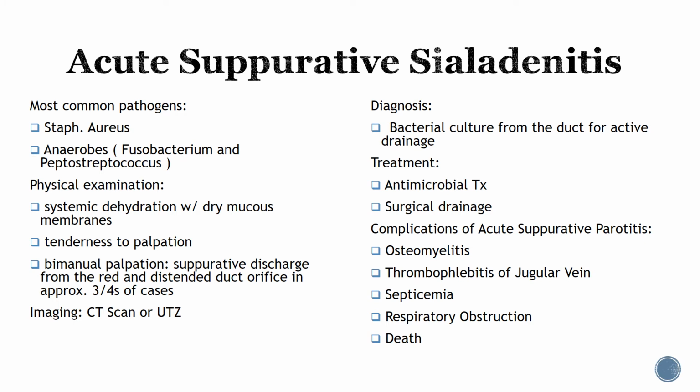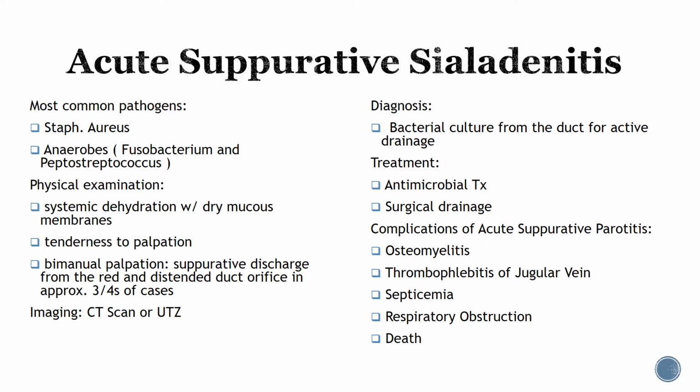The most common pathogens associated with acute bacterial parotitis are Staphylococcus aureus and anaerobic bacteria such as Fusobacterium and Peptostreptococcus, which is a gram-negative bacilli. On physical examination, the patient might demonstrate signs of systemic dehydration with dry mucous membranes. Local findings include tenderness to palpation with warmth and induration of the overlying skin.